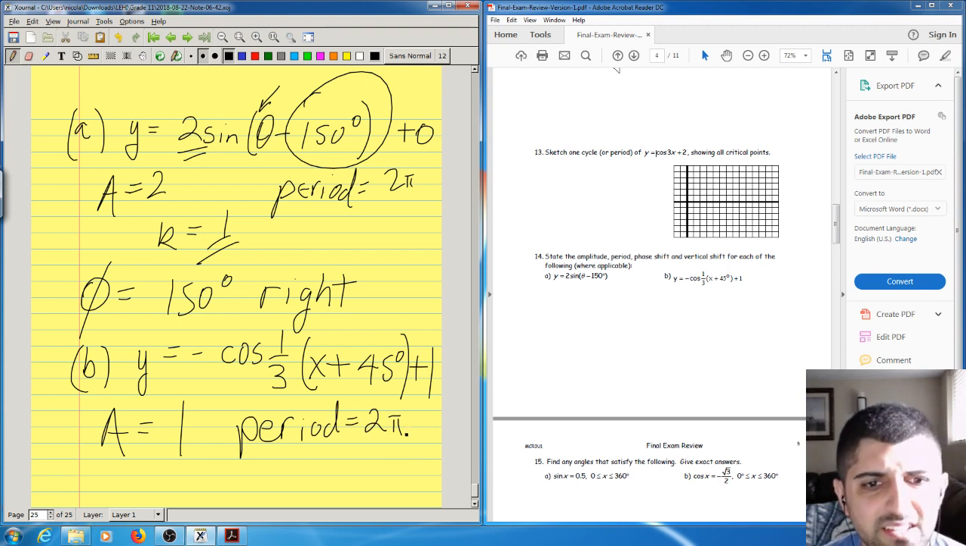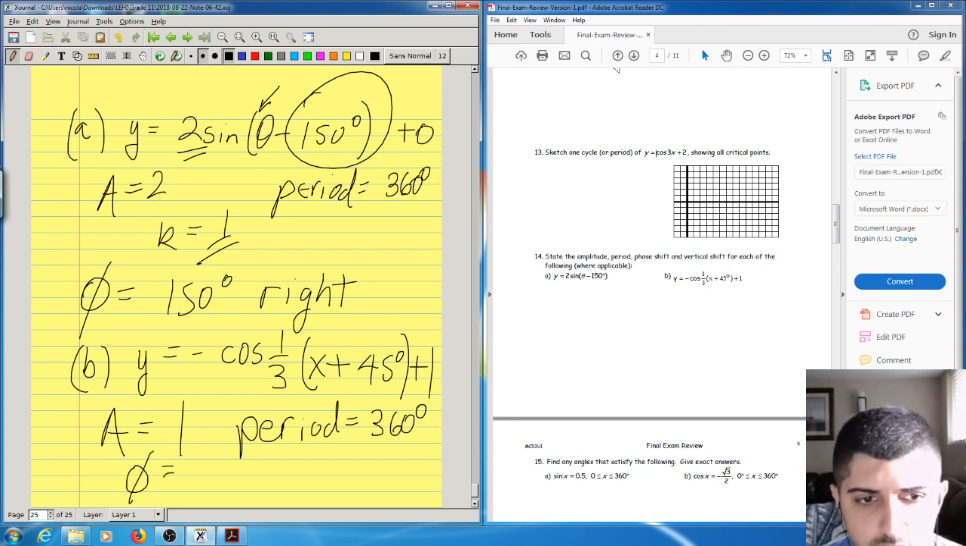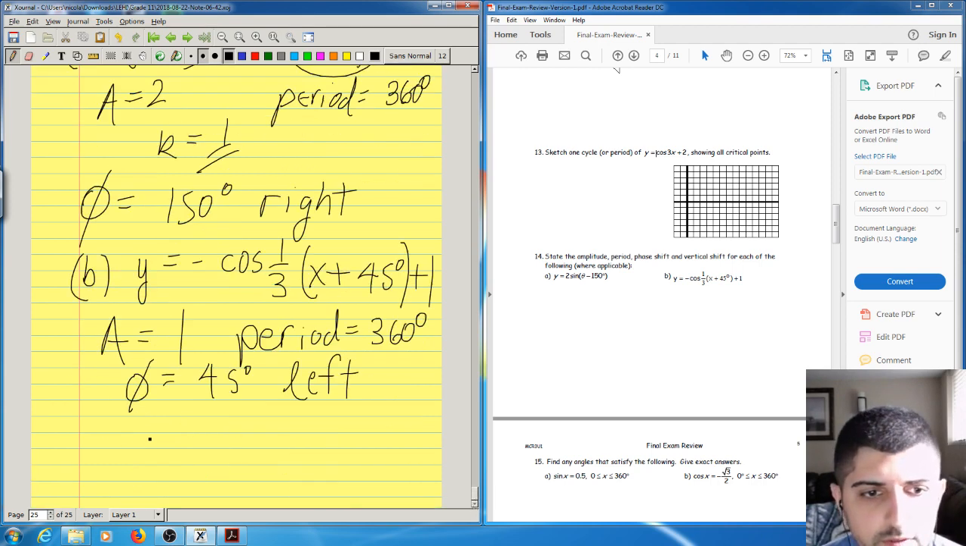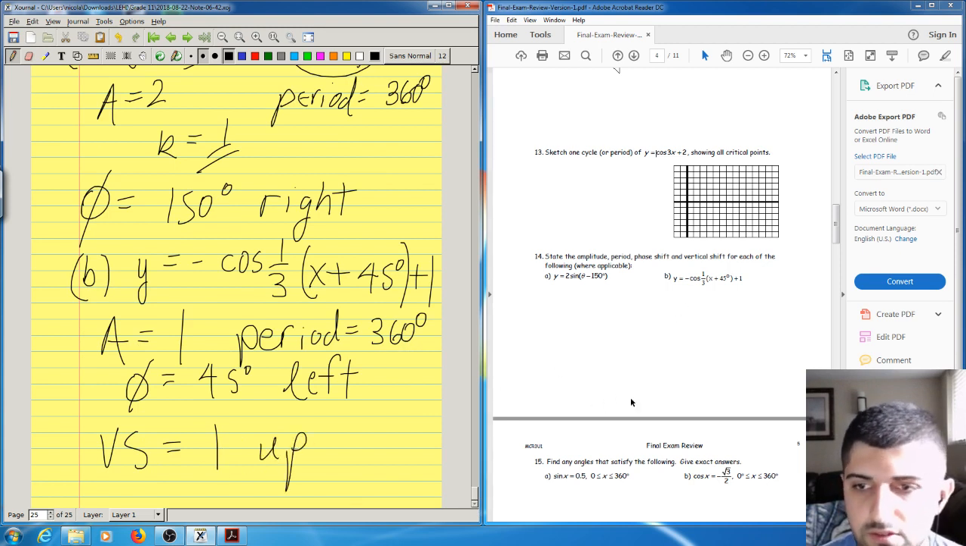Now I'm being stupid here because I'm switching between radians and degrees where I shouldn't be. Sometimes you're using degrees, sometimes radians. Don't do that. Let's just say 360 is the period. Phase shift phi is going to be 45 degrees to the left. And the vertical shift is 1 up, up because there's a plus.